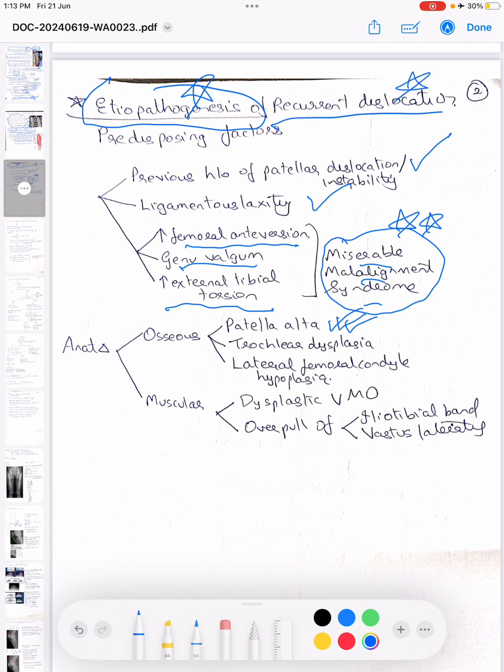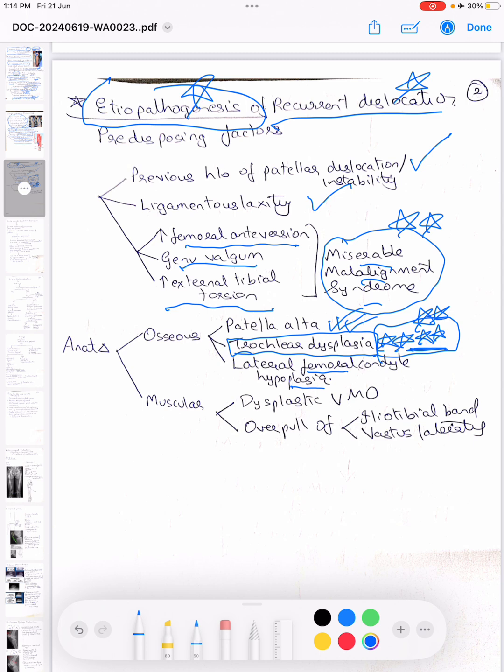Next is the most important cause of patellar dislocation, that is trochlear dysplasia. Whenever you plan for an operative fixation of recurrent patellar dislocation, the first thing you need to evaluate is the trochlear dysplasia, and you need to realign the trochlea. Even if you fix the osteochondral fragment or repair the MPFL, if there is a trochlear dysplasia, your surgery is a failed surgery. It is a nightmare. You need to evaluate the trochlear dysplasia, right? Additionally, there are chances that lateral femoral condyle hypoplasia is there, which predisposes to patellar dislocation.